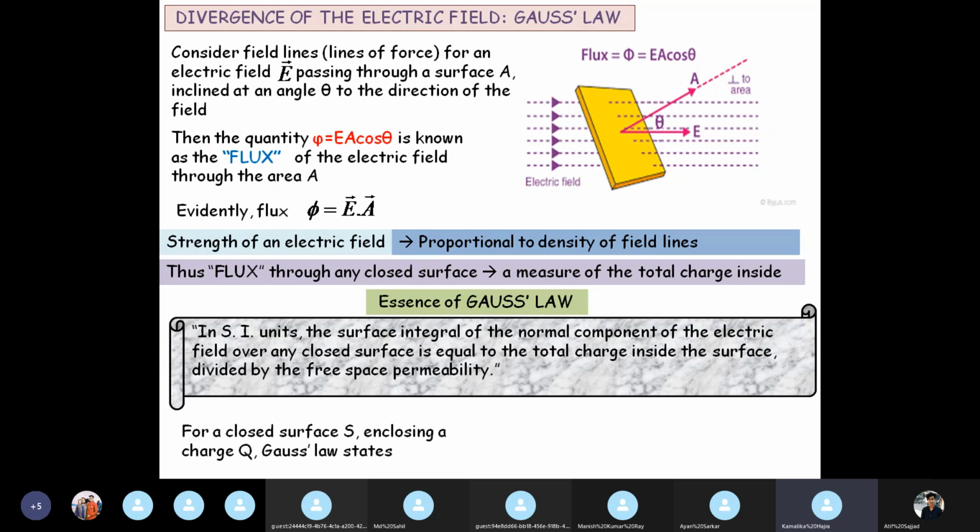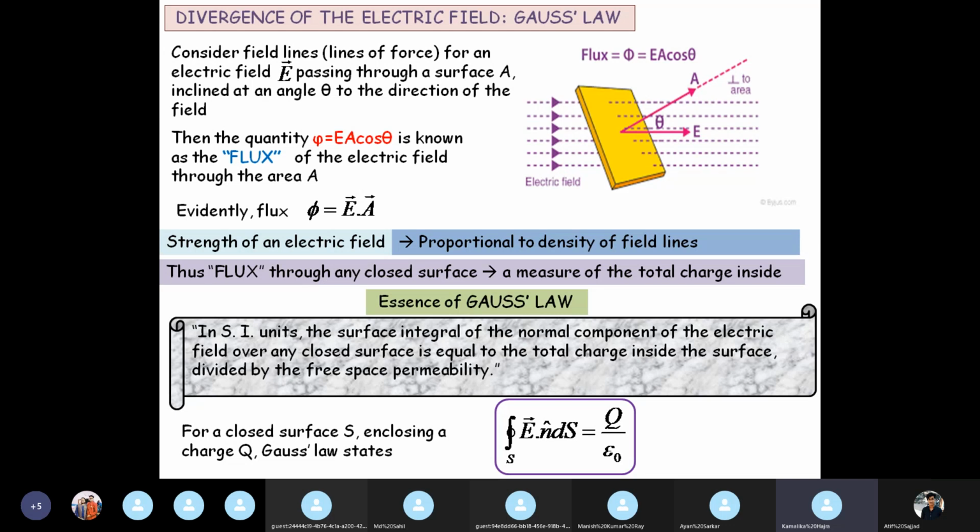Okay. So if we have a closed surface S enclosing a charge Q, imagine there is a closed surface, say a sphere or a cube, and inside you have a total charge of Q. This may be a single charge or this may be a group of charges totaling to the value of Q. Then according to Gauss's law, what will we write mathematically? Closed surface integration E dot n cap dS equal to Q by epsilon naught.